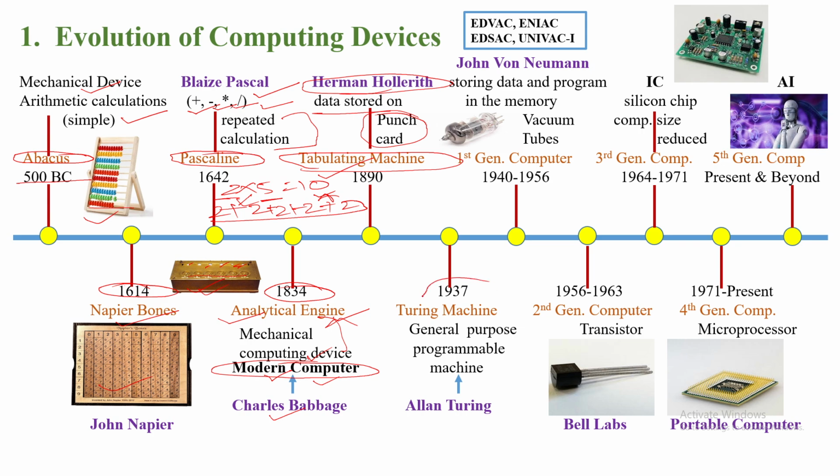Now, 1937, the Turing machine. One machine is there, the Turing machine. Who invented it? That is Alan Turing. This is a general purpose programmable machine.